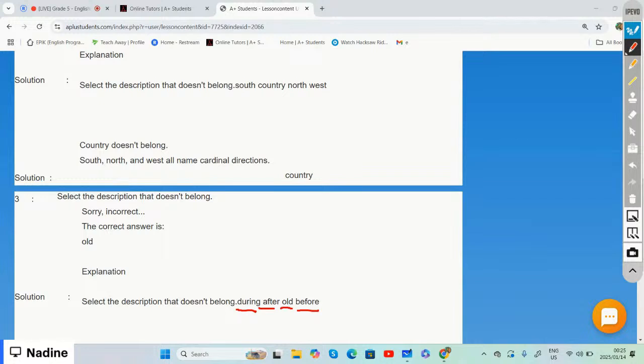Yes, and if we were to select the words that don't belong, then yes, well done. Old doesn't belong. The words that are related to one another are words like during, after, before. It tells us when something happened or when things are being described. It's descriptions given as to when something happens. It is either during, or it is after, or it is before. But old doesn't belong. Well done.